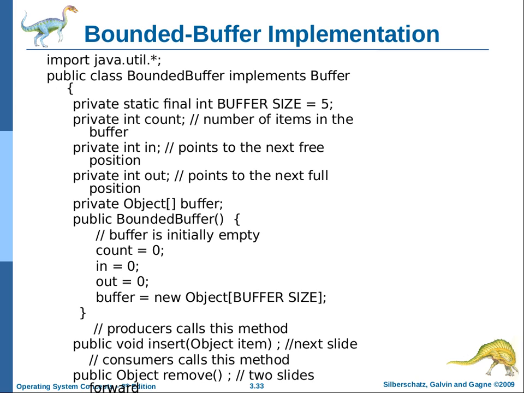So we have a bounded buffer implementing buffer. It looks like a buffer size of 5. You have to count the number of items in there. In points to the next free position. Notice the data object he chose was an array. It could be other things, but we're going to have the buffer as an array. That's actually pretty common. Out points to the next full position. Initialize everything to 0, and create the buffer to be 5 object pointers. It looks like we're going to do insert and remove on the next slide.